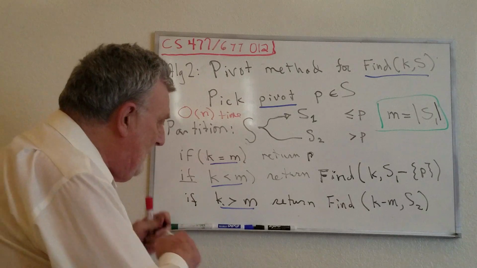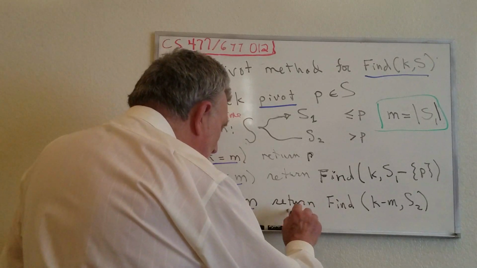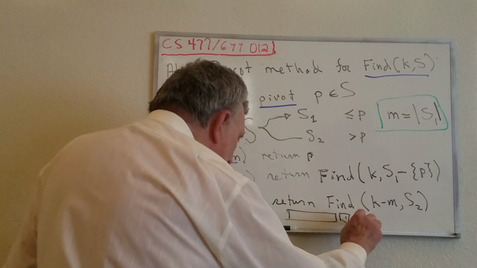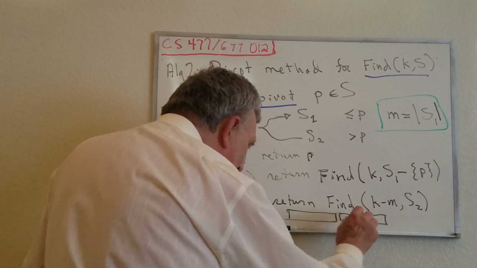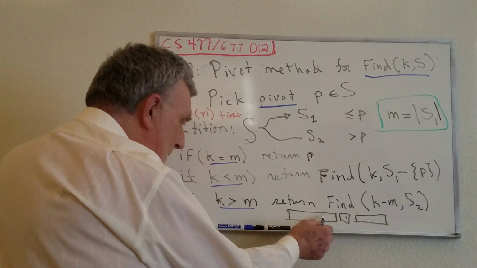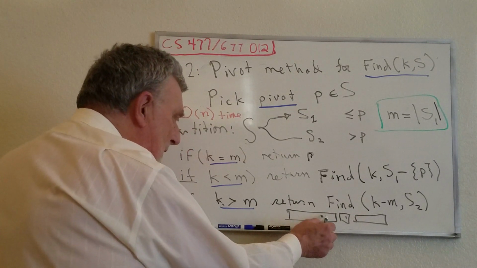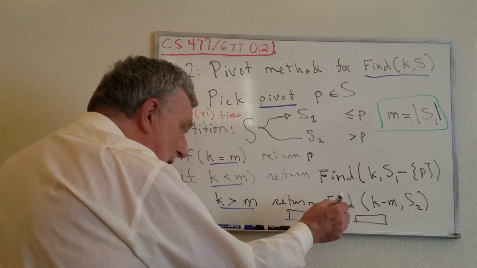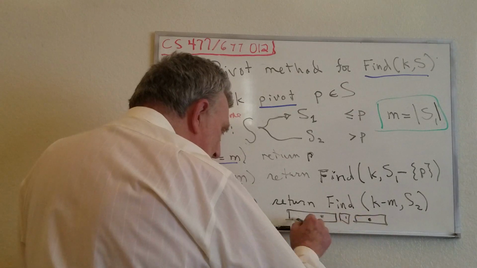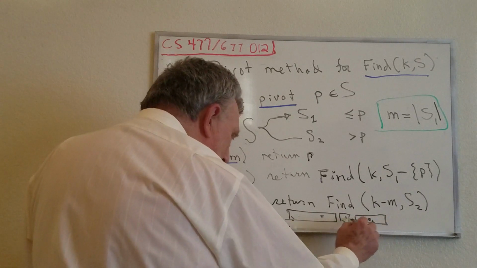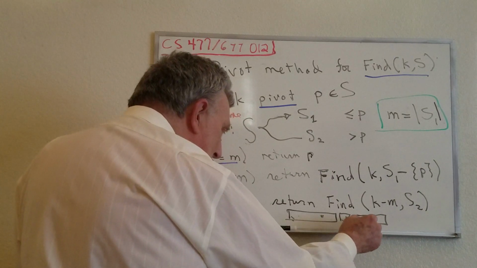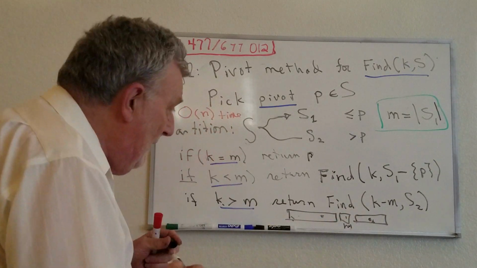We could draw a little picture of this if we want. If we think of them stretched out like this, the pivot here and S2 there, if we're looking at k, if k is in this range, then the kth element of S is the kth element of S1. But if k is in this range, then this is the kth element altogether, but we have to subtract m as an offset to get its position within S2.